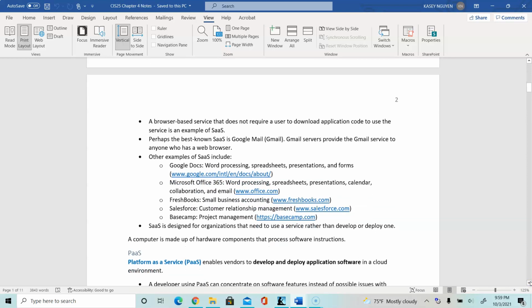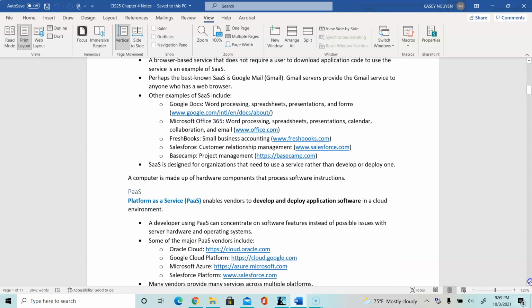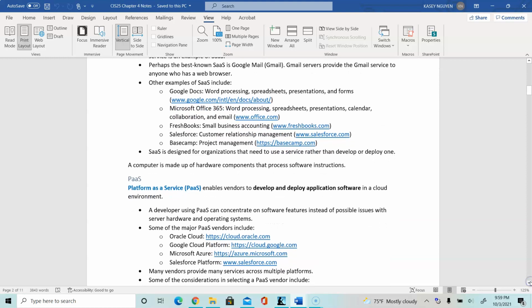So for the A+ exam, you need to know what SaaS is and what IaaS is, along with PaaS, Platform as a Service. This is a type of service that allows vendors to develop and deploy application software in the cloud environment. It is concentrated on software features instead of issues with servers, hardware, and operating systems.